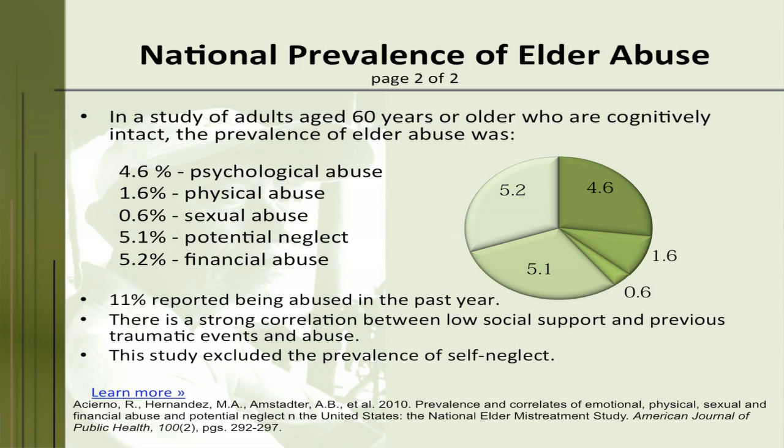And what Acierno et al. also were able to show is that there's a strong correlation between low social support and previous traumatic events and abuse.